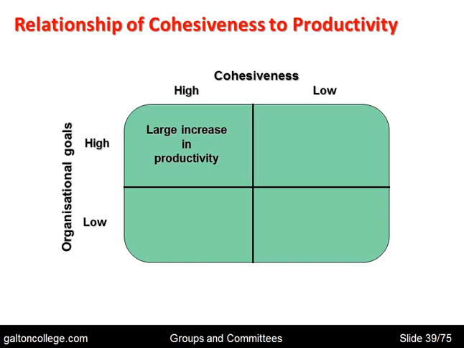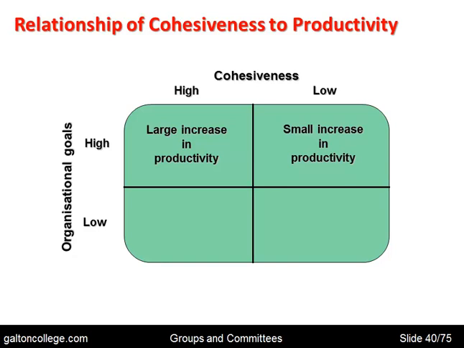So the first one is, when we have high organizational goals and high cohesiveness, then there'll be a large increase in productivity. The group who are highly cohesive will understand what the organizational goals are, what they want to achieve, and there will be a big increase in productivity as a consequence. They will work hard to try to achieve the organizational goals.